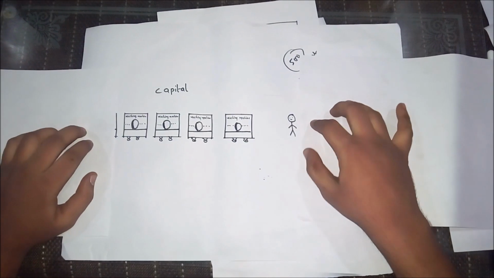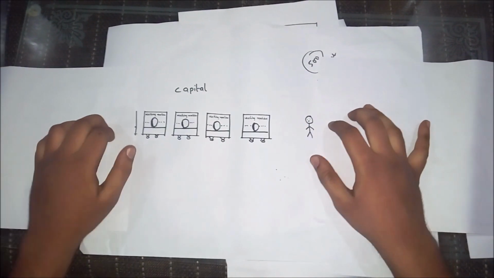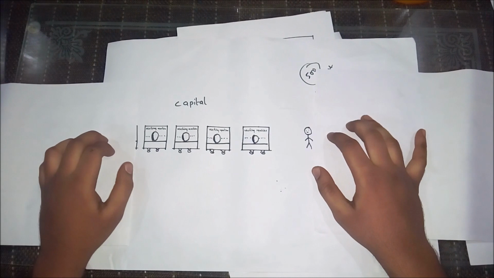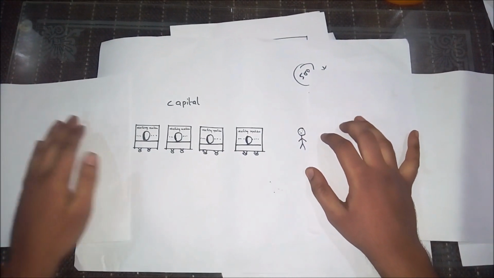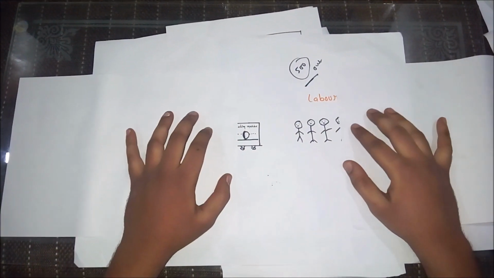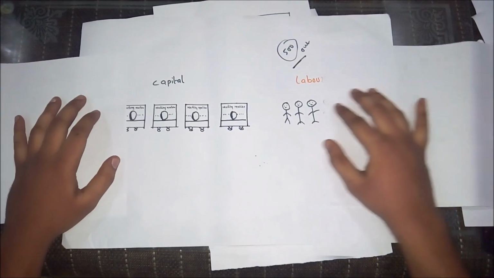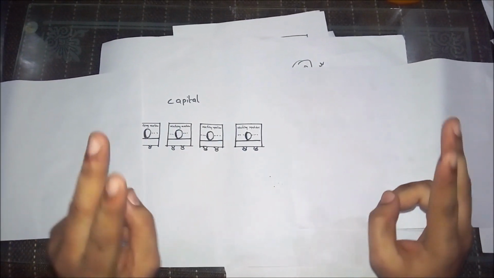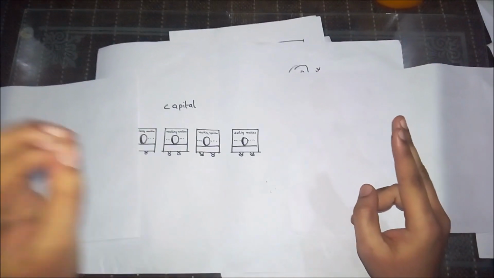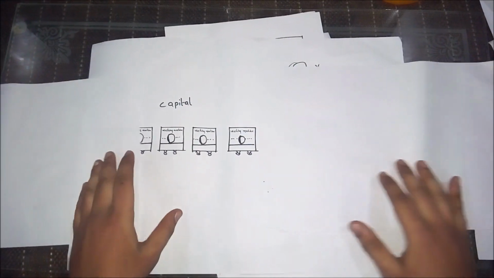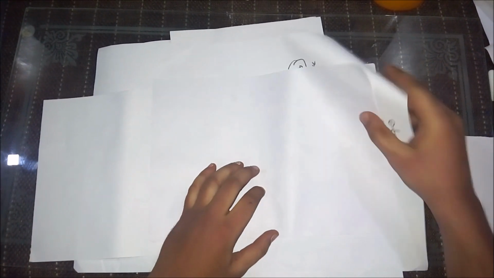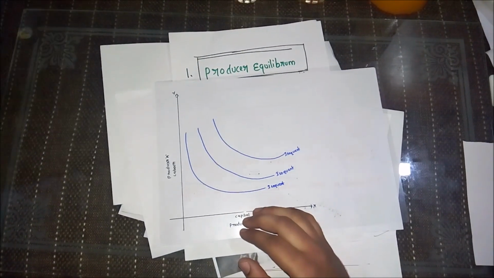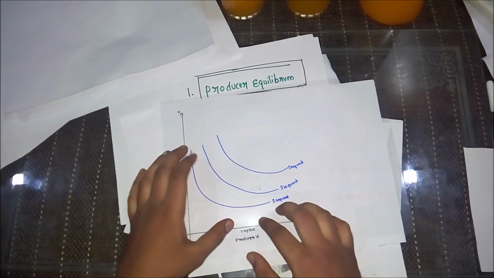So when we are shifting from one combination to another combination, we are increasing one factor and we are decreasing another factor. Now here, two factors, one is increasing, the other one is decreasing. So therefore, there is an inverse relationship between the two factors. Thus the reason the slope of the isocost curve is sloping downwards.